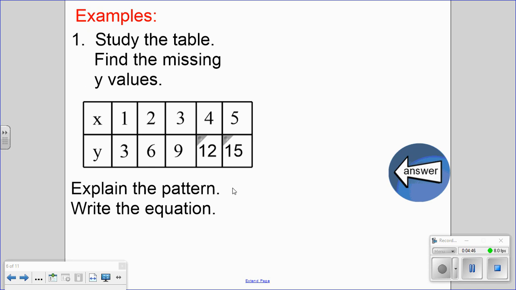We want to be able to explain this pattern. So we want to be able to see, okay, from x, how are we getting to y? And so we see that if we do 1 times 3, we get 3. 2 times 3, we get 6. And 3 times 3, we get 9.